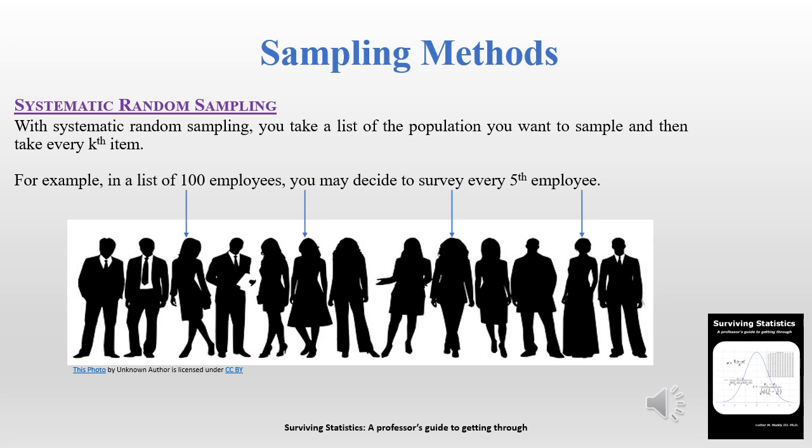Another method that is commonly used is systematic random sampling. Let's say that you have a list of all of your employees and you're wanting to sample a group of your employees. You might list them by employee number and then just decide to choose every fifth employee, every sixth employee, systematically choosing individuals at random.